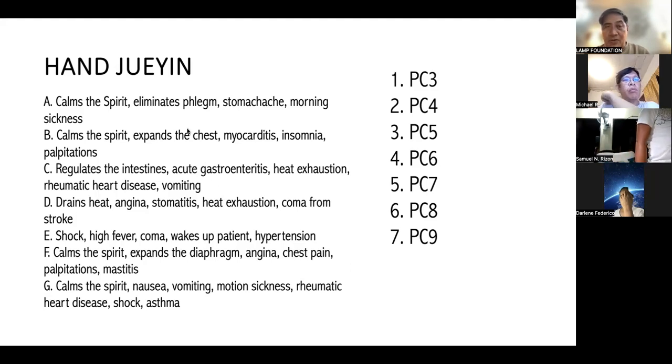Coma from stroke. Letter D po. Okay, letter D. And for number 7, pericardium 9, the answer is? Letter E. Letter E po pala. Yung shock, high fever, comma, weak sufficient. Okay. Punta naman tayo dito.